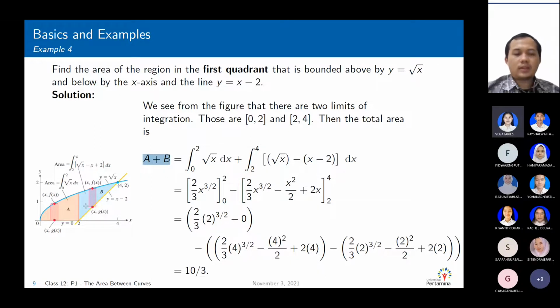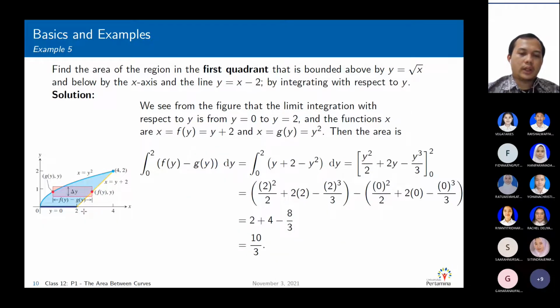But actually, we can try to find the area by integrating with respect to y.